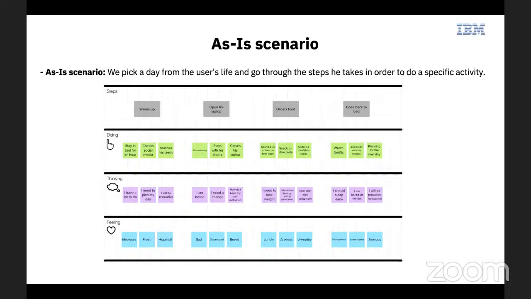He needs to start dieting. He's feeling anxious and unhealthy. The last step is he goes back to sleep. He watches some series. He's thinking that he shouldn't have done that. He was not proactive. However, he's gonna be proactive the next day. He's not feeling so good.